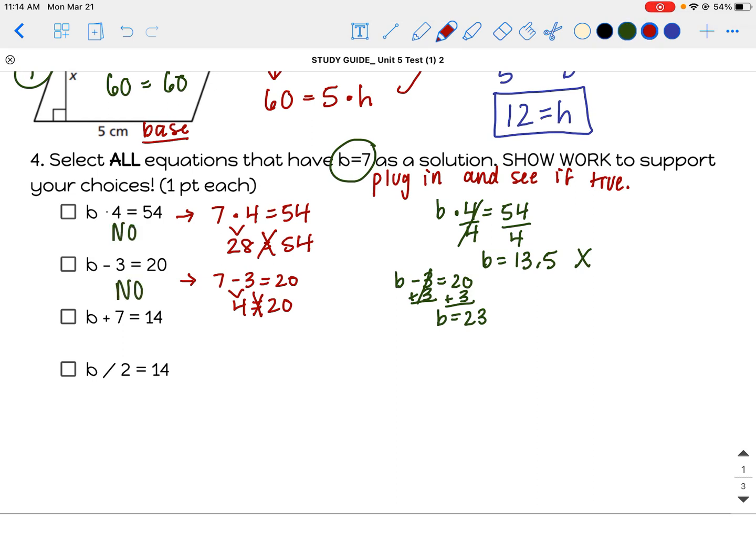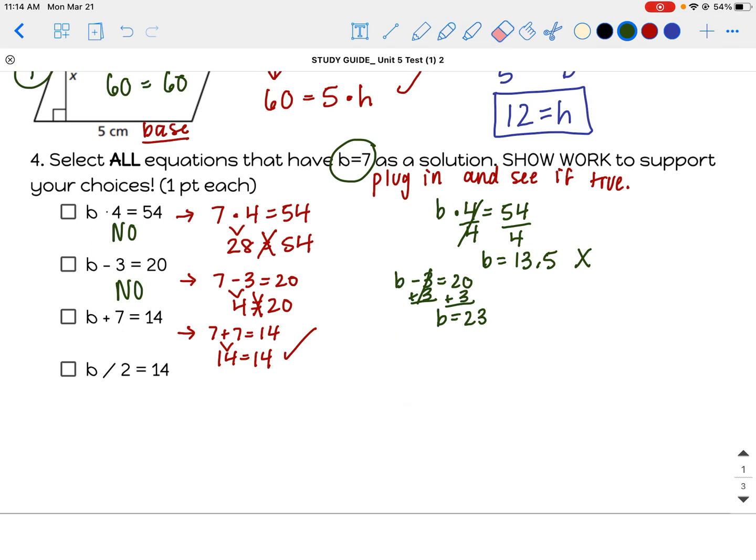Try the next one. We can plug in 7. So 7 plus 7 equals 14. What does 7 plus 7 equal? That equals 14. That seems to be true. And the other method, we would just plug in 7 in place of b. I'm sorry, we just did that method.